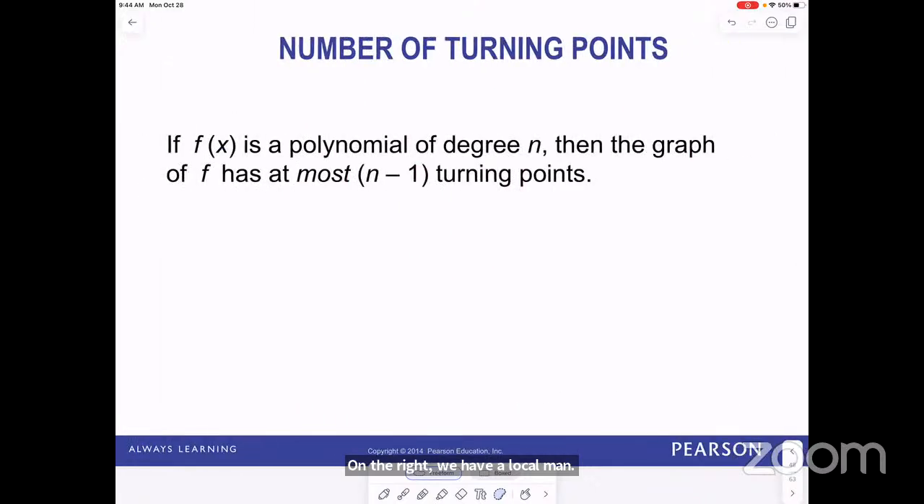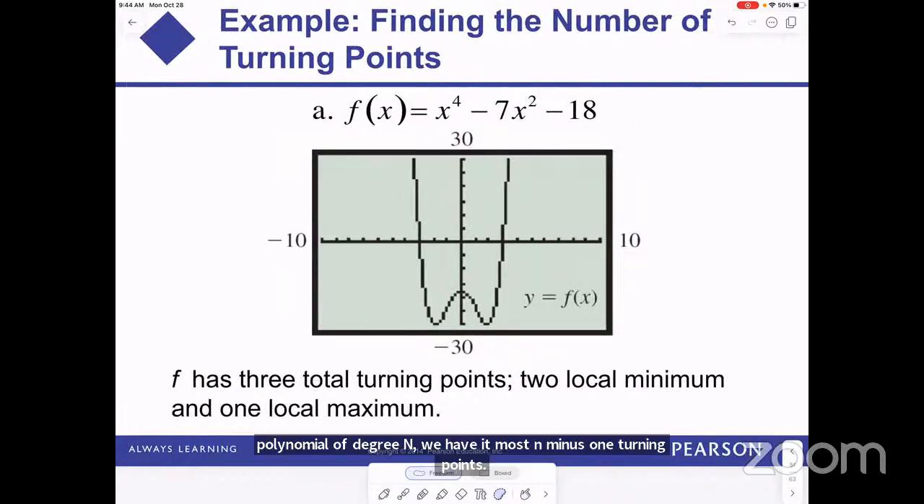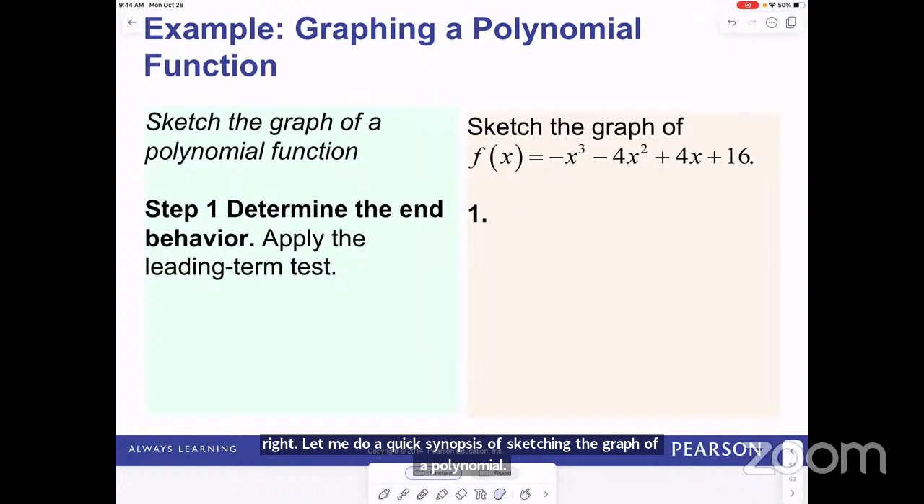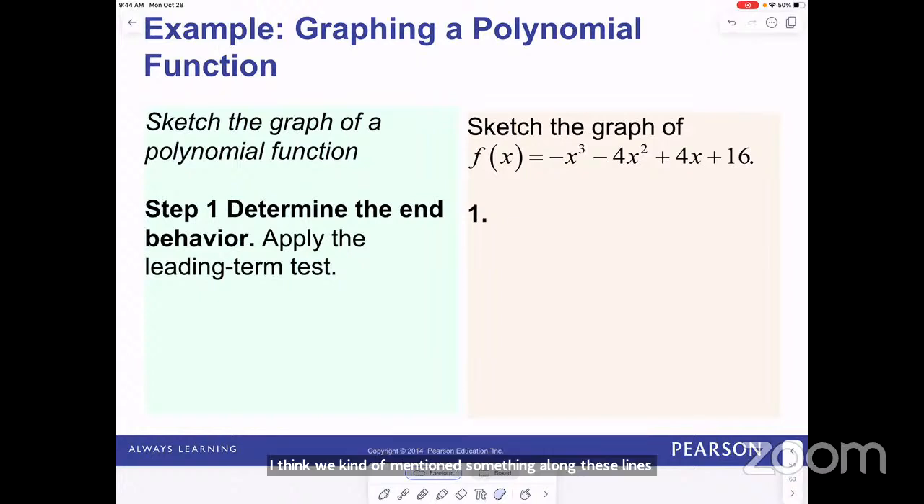If it's a polynomial of degree n, we have at most n minus 1 turning points. I'm going to have to piggyback off of my recordings for these. Let me do a quick synopsis of sketching the graph of a polynomial. I think we mentioned something along these lines when we did sketching a graph of a rational function. So it's similar with a few augmentations.